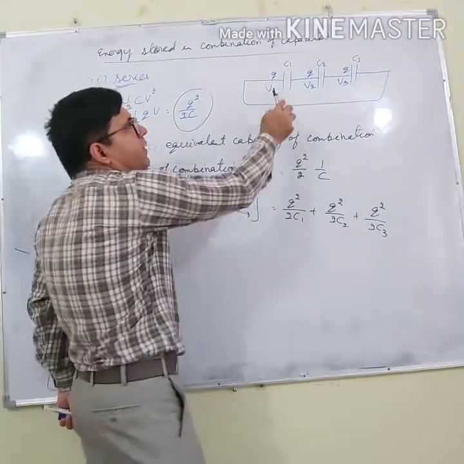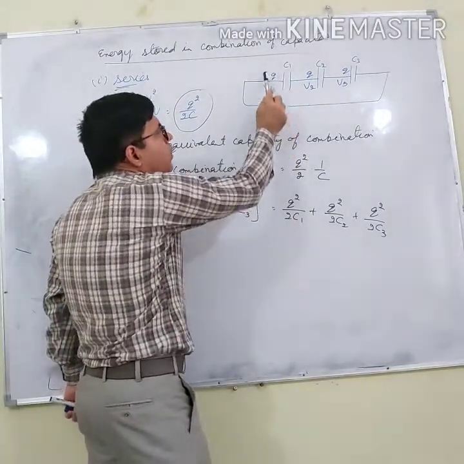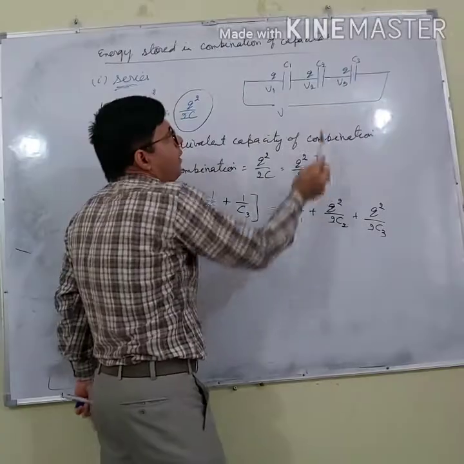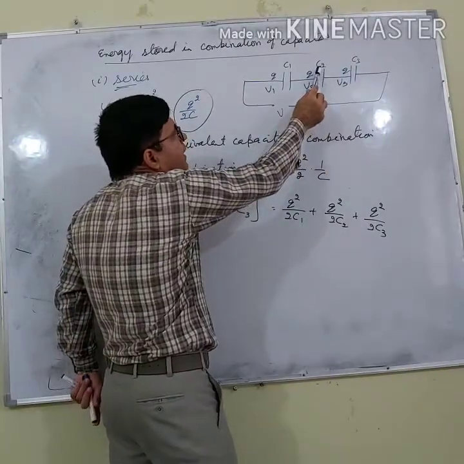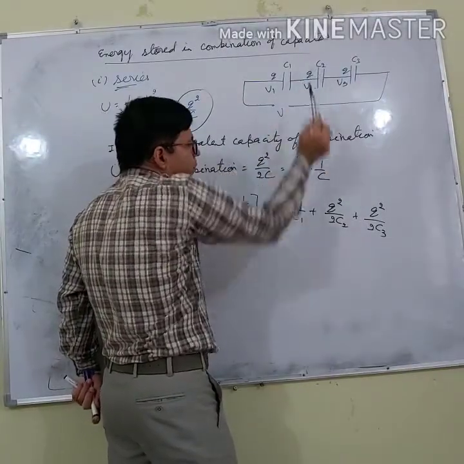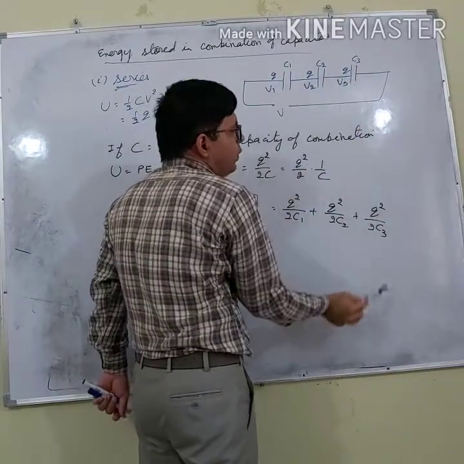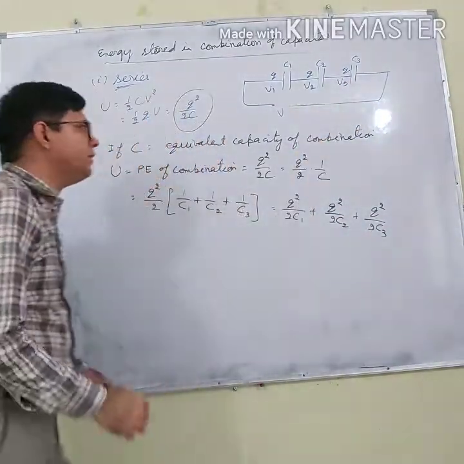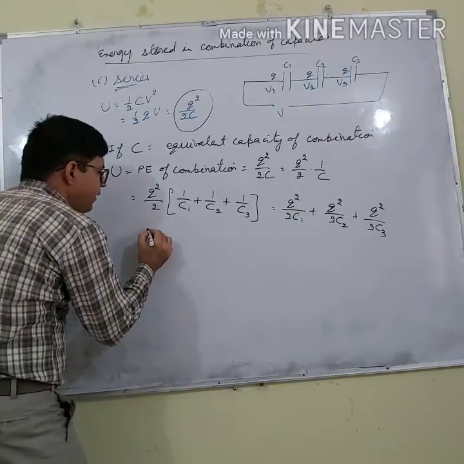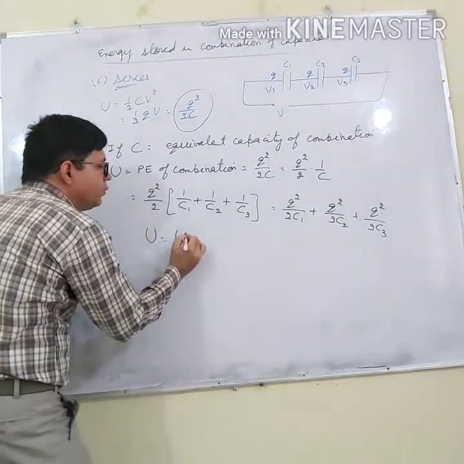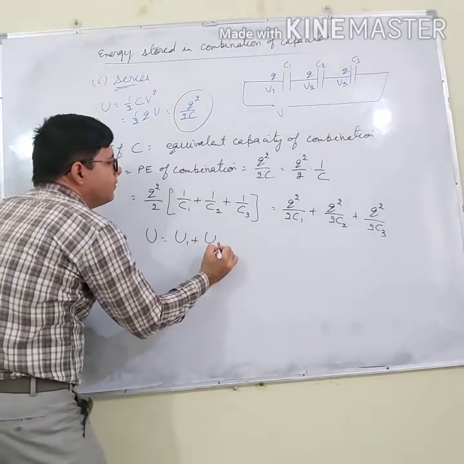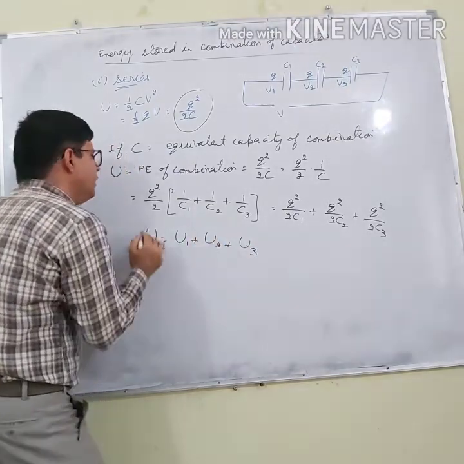If I ask what is the energy of first capacitor, you can say Q square by 2C1. What is the potential energy stored in second capacitor? You will say Q square by 2C2. And what is the potential energy stored in third capacitor? You will say Q square by 2C3. So I can say that U equals U1 plus U2 plus U3.